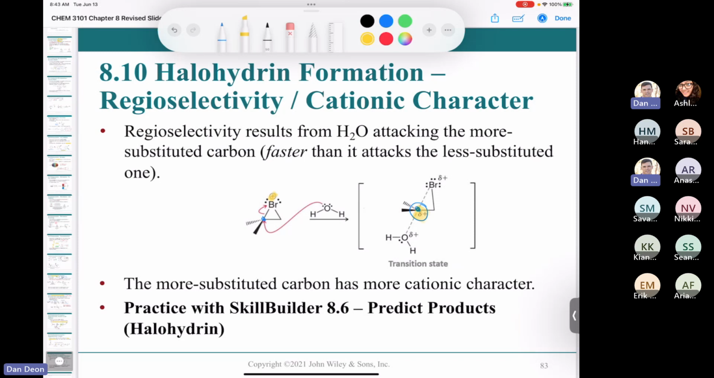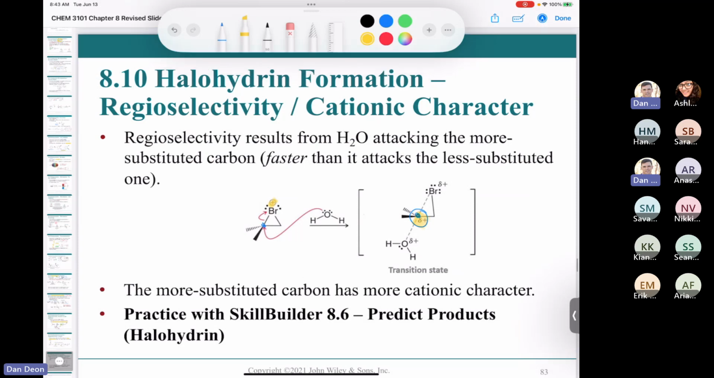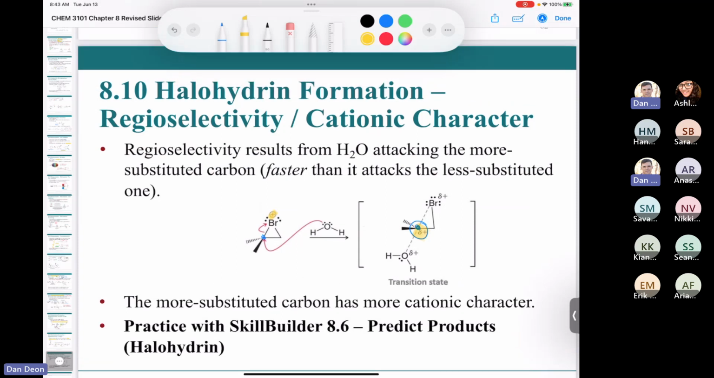Give me a thumbs up if that makes some sense to you. You're like, yeah, I get it. So it's like lightning passing through something, like a current, right? And the charge is passing through the more substituted carbon, which is more capable of taking on that partial positive charge. If you're wondering, are we ever going to see something like this again?